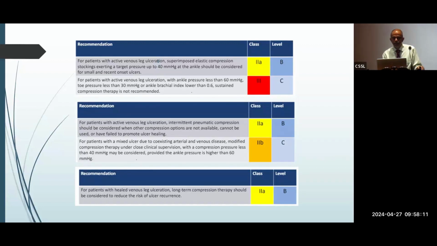For a patient with an active venous leg ulcer, superimpose elastic compression stockings; the target pressure should be 40 millimeter Hg. It's very, very difficult to achieve with a crepe bandage. The maximum we can achieve with a crepe bandage is about 15 millimeter Hg, so we fall less than half the distance from that.